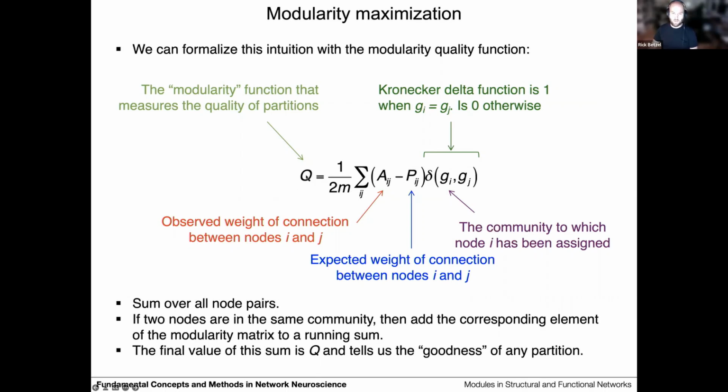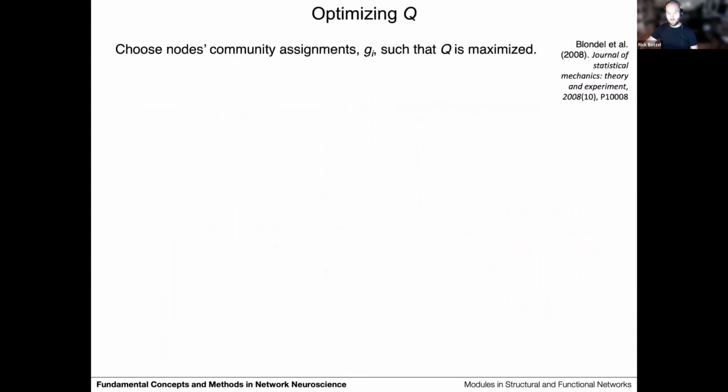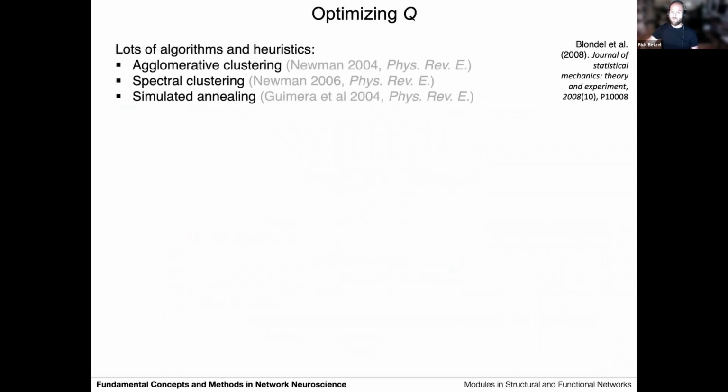And again, this final value, this within community sum of edge weights, basically tells us how good any partition is. Bigger values constitute better partitions. So the goal, of course, is to choose community assignments such that Q is as big as possible. There are lots of tools, lots of ways of doing so. I won't dwell on any of the particular algorithms, but suffice to say there are many.